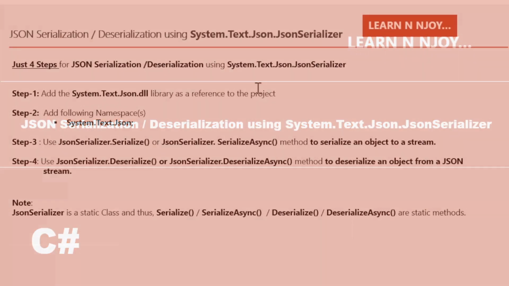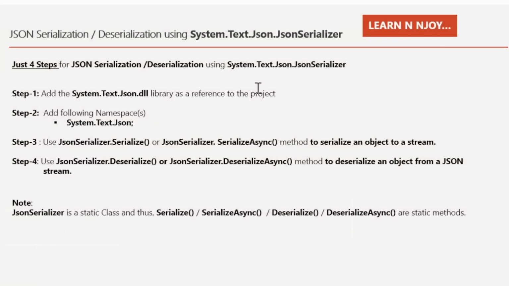Next is JSON serialization and deserialization using System.Text.Json.JsonSerializer. Here we need to follow 4 steps. As a part of step 1, we need to add the System.Text.Json.dll library as a reference to the project. Step 2, add the following namespace. Before writing the program, we need to add this namespace, System.Text.Json.